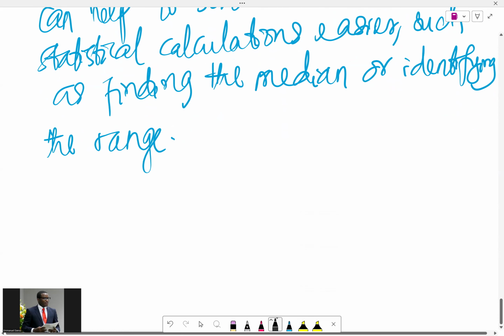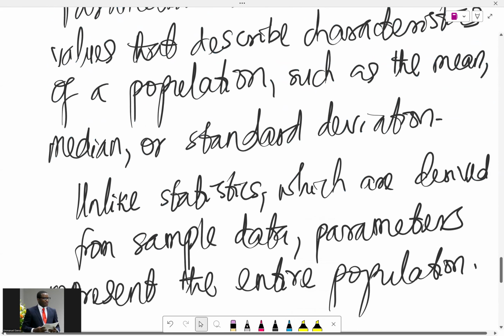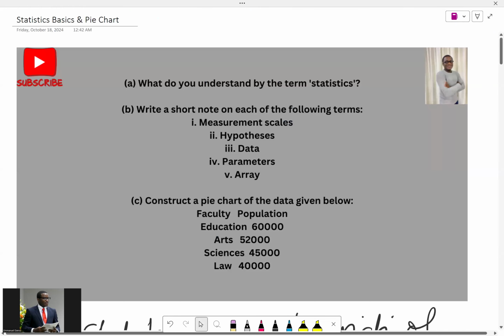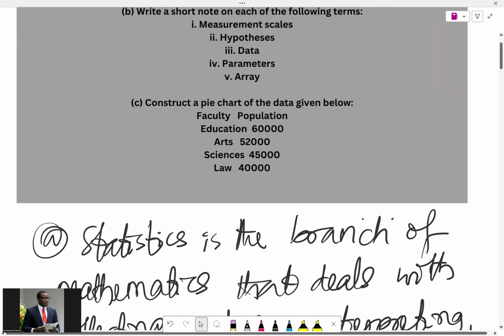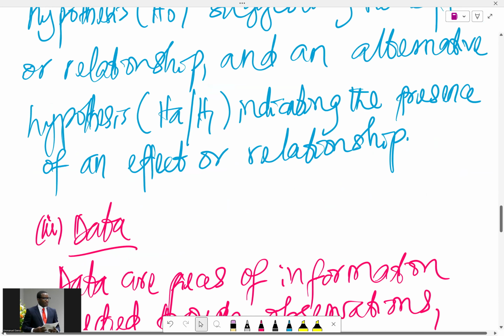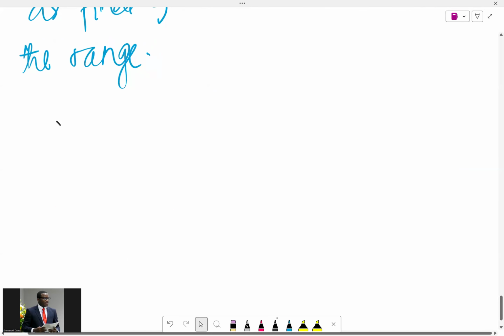Okay, so we bring that to an end. So we are done with the first two parts. We are done with part A, part B. We are going to part C, where we have to construct a pie chart of the data given below. So let's go for the pie chart. That is part C now.